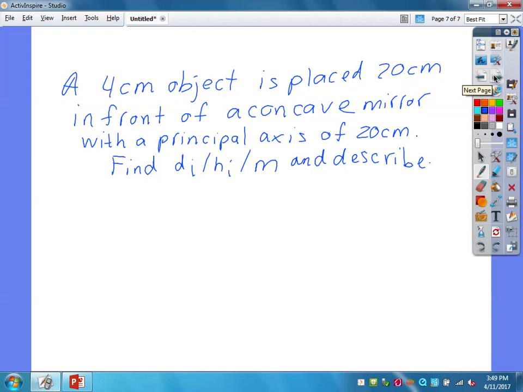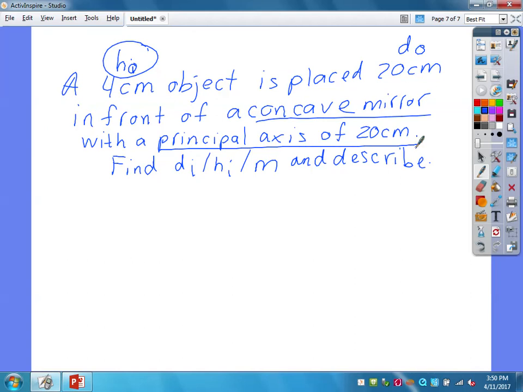Really, I'm just doing this because it might be given in just a different way. You have a 4 centimeter object. That's your HO. Placed 20 centimeters in front of a concave mirror, underline concave mirror, with a principal axis. Ooh, there's the difference. That's why I'm doing this problem, of 20 centimeters. So I'm giving you C is 20 centimeters. So how do you figure out F? F is half of C. So my focal point is at 10 centimeters.